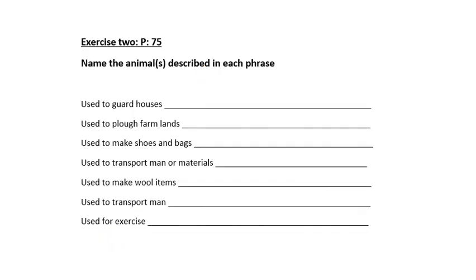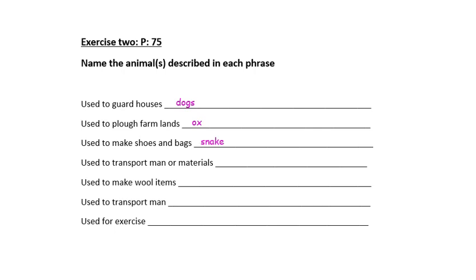Now this is the last exercise. Let's name the animals described in each phrase. The first one, used to guard houses. What do you think? Do we use frogs to guard houses? No, dogs. Dogs are used to guard houses. Used to plow farm lands. Ox is used to plow farm lands. Used to make shoes and bags. Snake. We use snake to make shoes and bags.